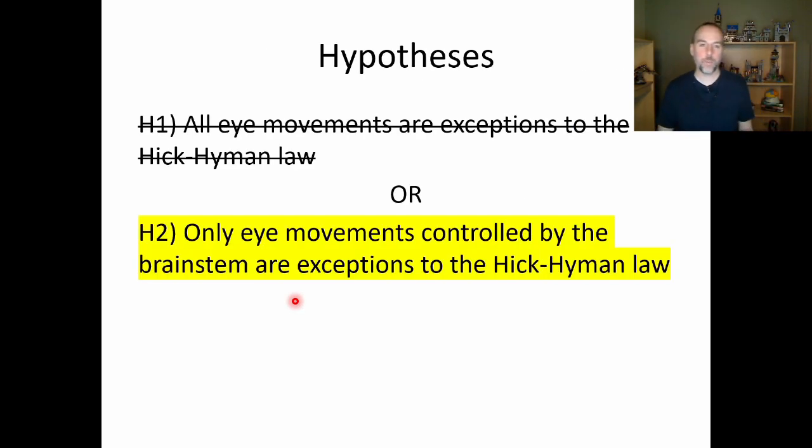So we go back to the hypotheses. These results supported that it's only eye movements controlled by the brainstem that are exceptions to the Hick-Hyman law. So it's not that eye movements are magic, it's when eye movements are controlled by the brainstem. The brainstem doesn't seem to care about the number of stimulus-response alternatives, and that violates Hick-Hyman law.